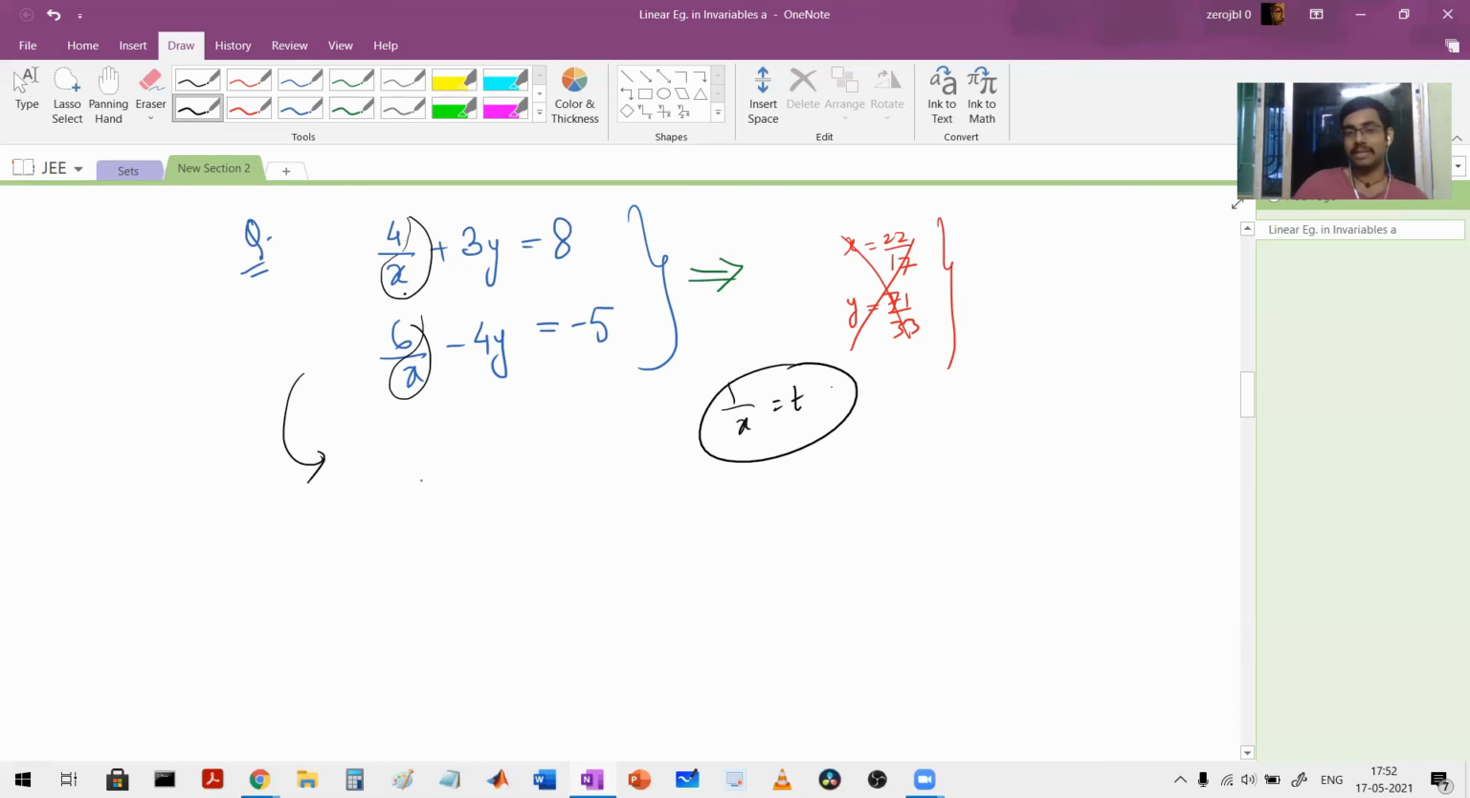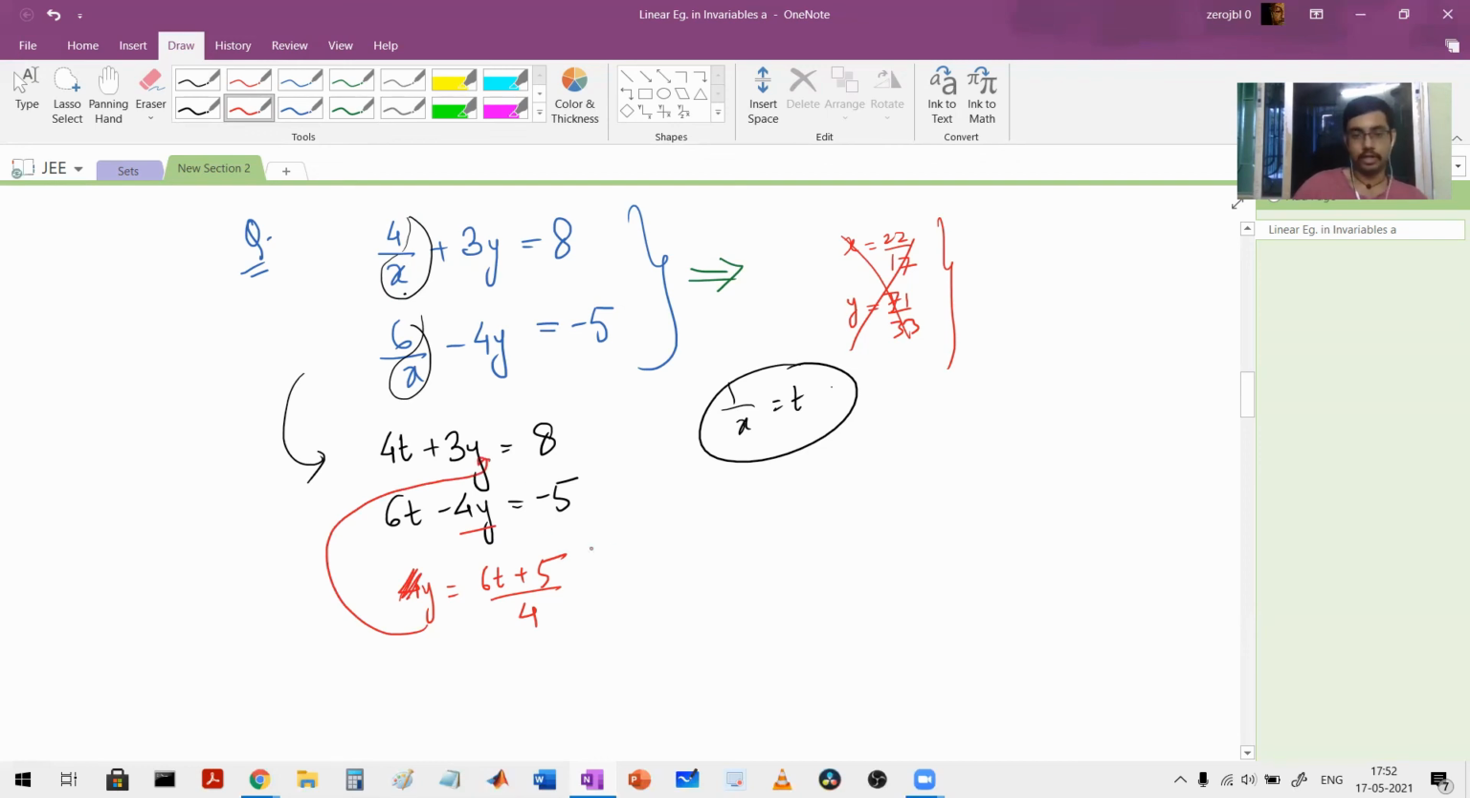If we assume 1 by x to be some other variable t, I get 4 into 1 by x is 4t plus 3y is equal to 8, and 6 into 1 by x is 6t minus 4y is equal to minus 5. Now I get the two equations which I can solve. Are you getting my point? Now, suppose let us take this equation. So 4y is equal to 6t plus 5. So y is equal to (6t plus 5) by 4. Okay. Put this value of y here because I'm solving by substitution. You have 4t plus 3 into (6t plus 5) by 4 is equal to 8.